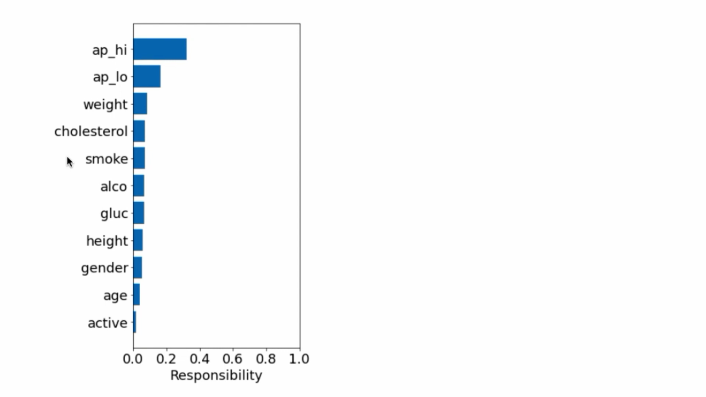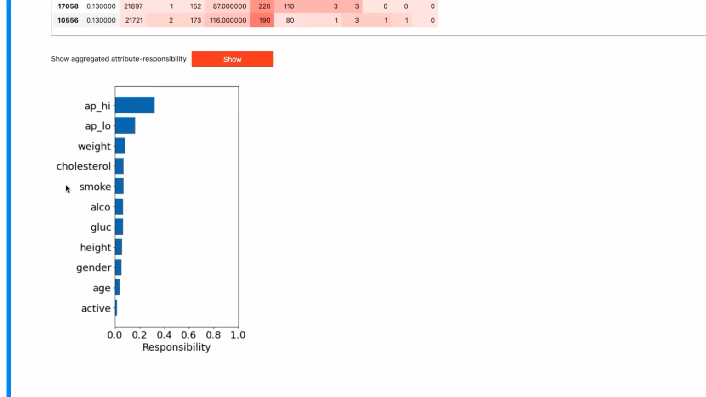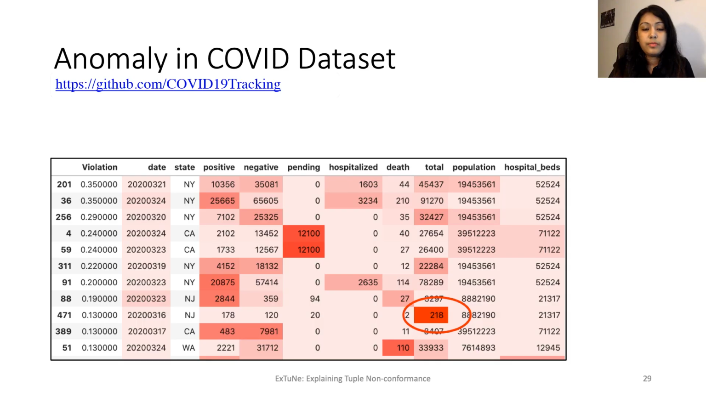ExTuNe is generating these explanations entirely in a data-driven manner. There was no a priori knowledge about high blood pressure or high cholesterol being key causes of cardiovascular disease. It's all just based on data, and ExTuNe would work just as well for any other dataset.